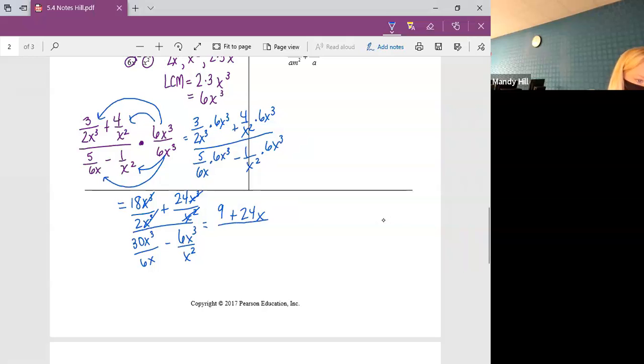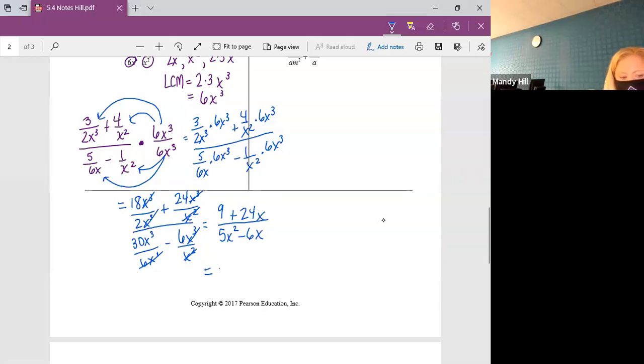30 divided by 6, well, that's 5. And I've got an x to the third on the top, and on the bottom, I just have x to the first. Well, this x to the first is going to take away one of these x to the third. So I would end up with x squared. Okay, minus 6. Well, x squared over x, 2 of these is going to take away one of those, and I would just end up with an x.